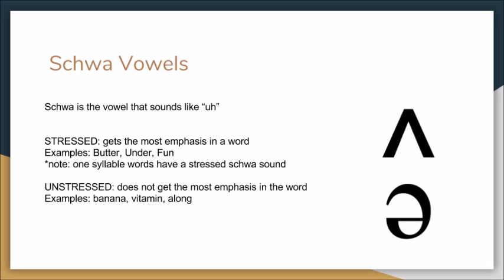Some examples of the unstressed schwa sound are banana, vitamin, and along. Banana has a schwa in the first and last syllable, vitamin in the second syllable, and along in the first syllable. The images to the right are the symbols used to represent stressed and unstressed schwa.